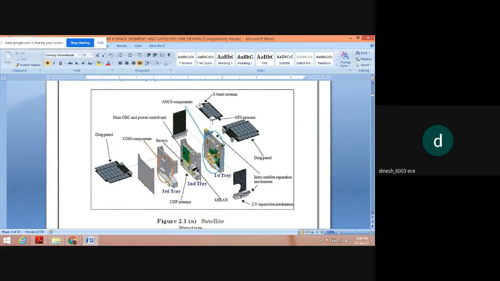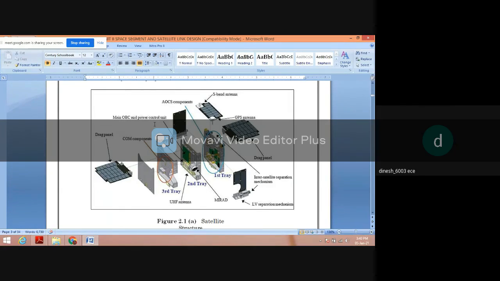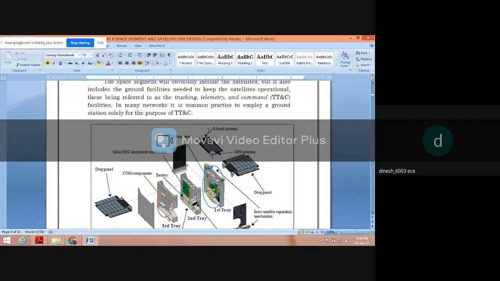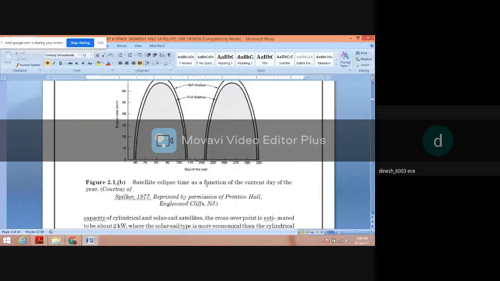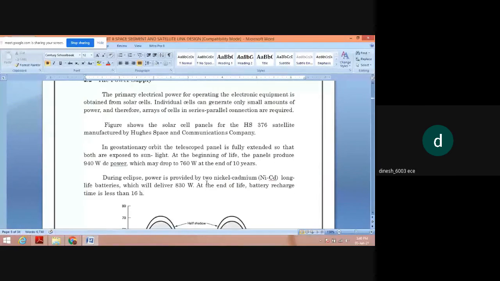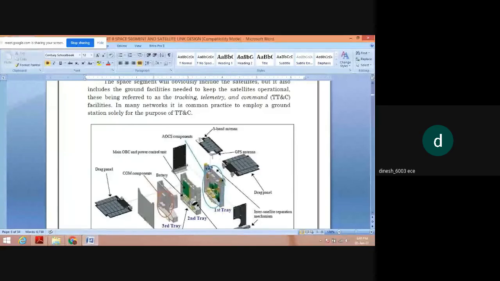Then in the second tray we have battery. Then we have the main power control unit, which is green color here, which is present in the second tray, along with the antenna. So the antenna used is your ultra high frequency bands antenna structure, which is optimum for that. Then we have the first tray, which will have your AOCS components. AOCS is your main components, which is attitude control and orbit control. Then we have the S-band antenna and the GPS antenna.